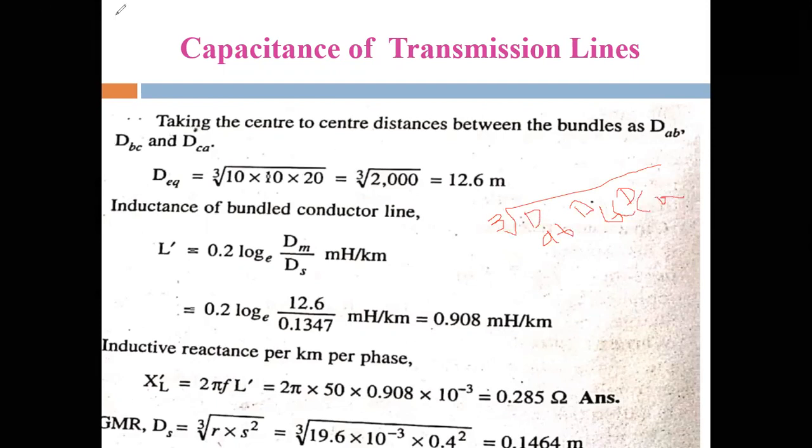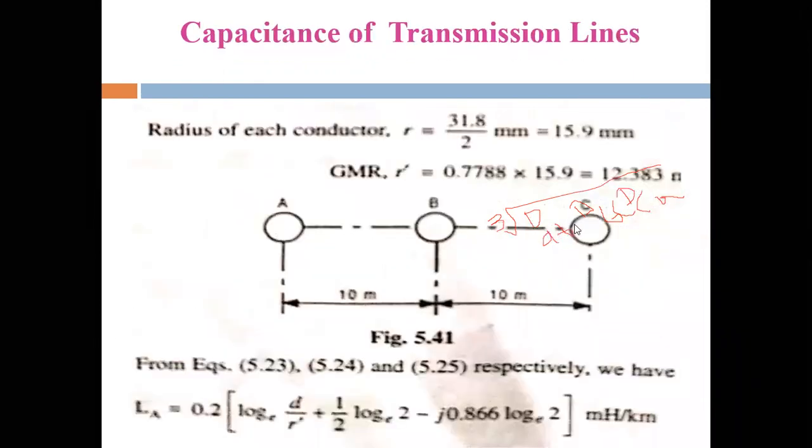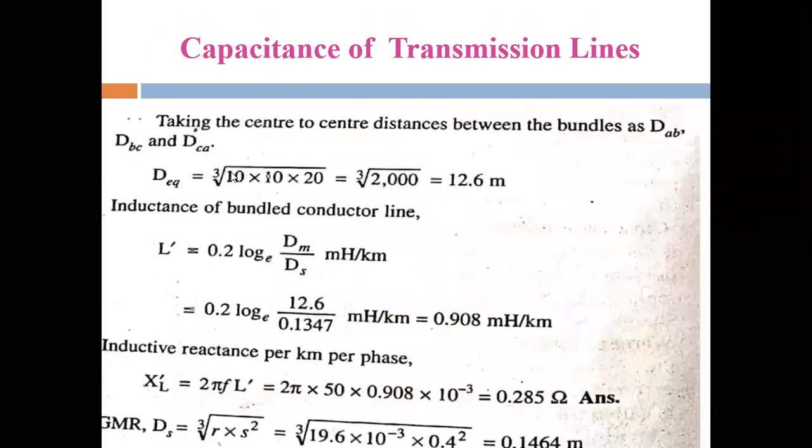What is the distance between conductors C and A? First, A to B is 10 meters. Next, B to C is also 10 meters. Next, C to A is 10 plus 10, that is equal to 20. Therefore, D is the cube root of DAB, DBC, DCA, which is equal to 12.6 meters.